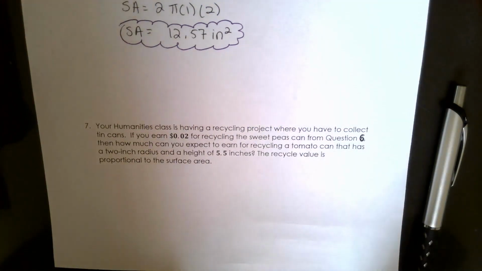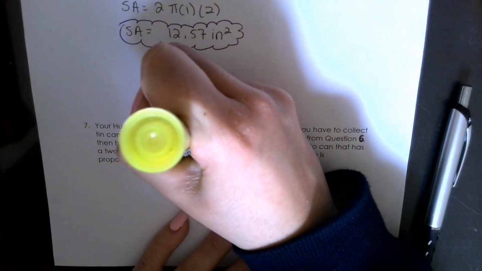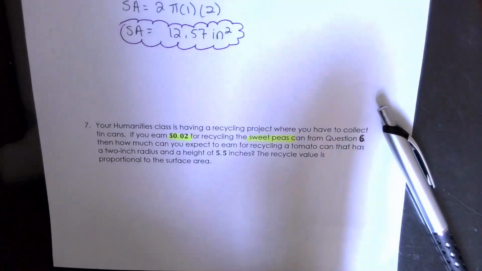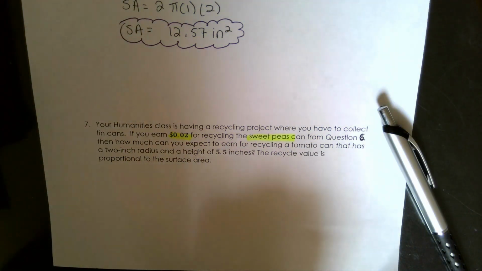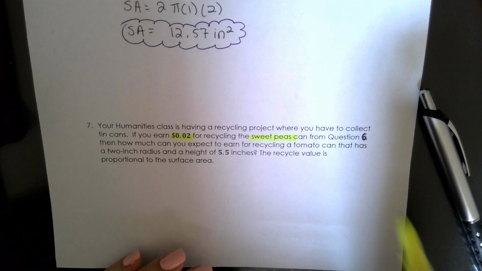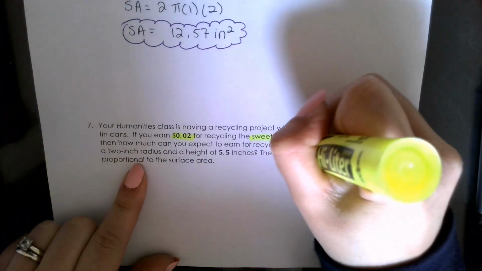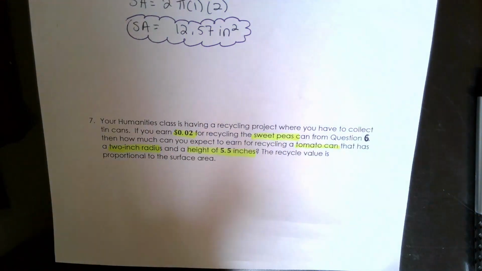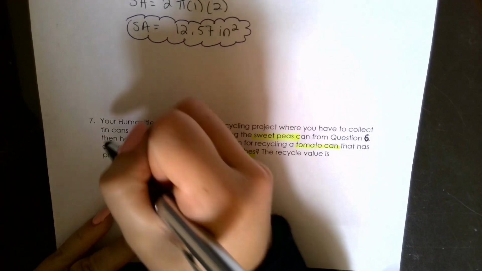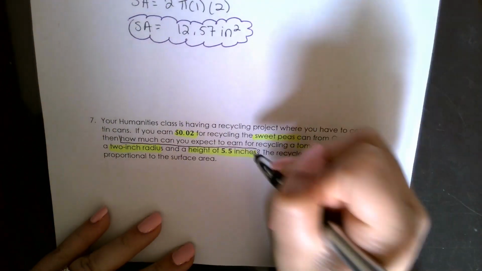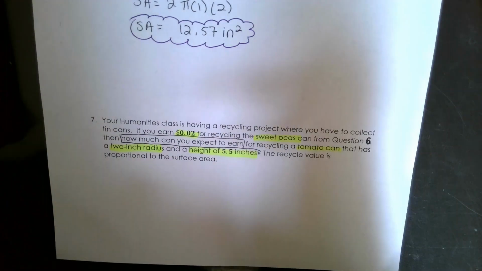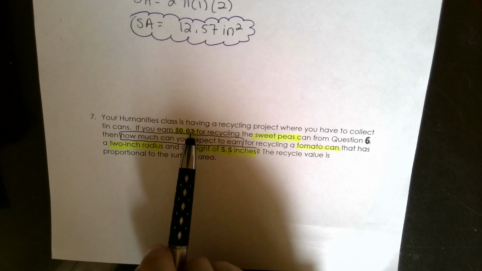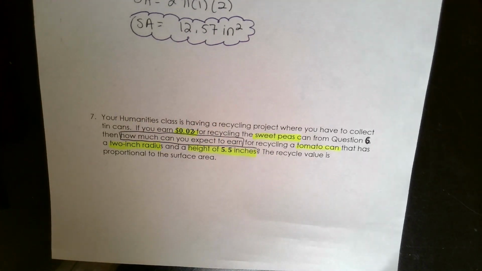So let's highlight some important parts. This is how much you earn for the sweet peas from the question right above us. Okay, and then it says how much you expect to earn. So the tomato can has a 2-inch radius and a height of 5.5. And this is the question, how much you expect to earn. So for this amount for the label, that's how much you earn for recycling it. You're using the same type of problem.